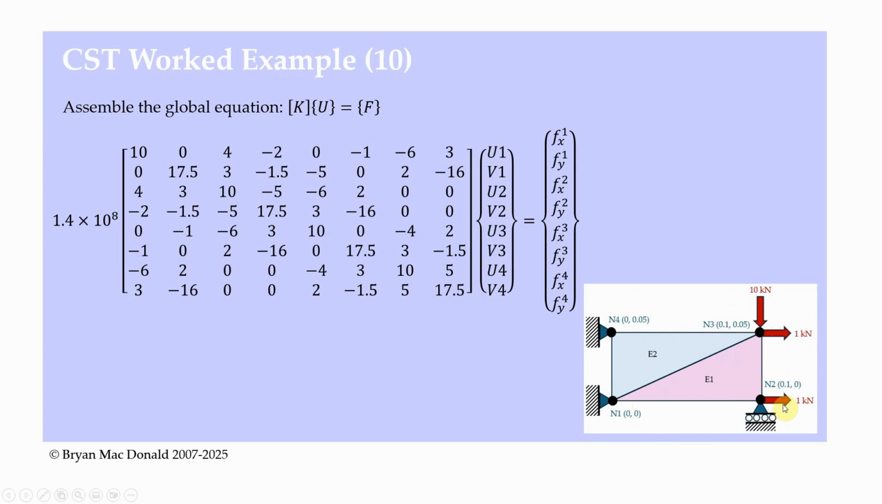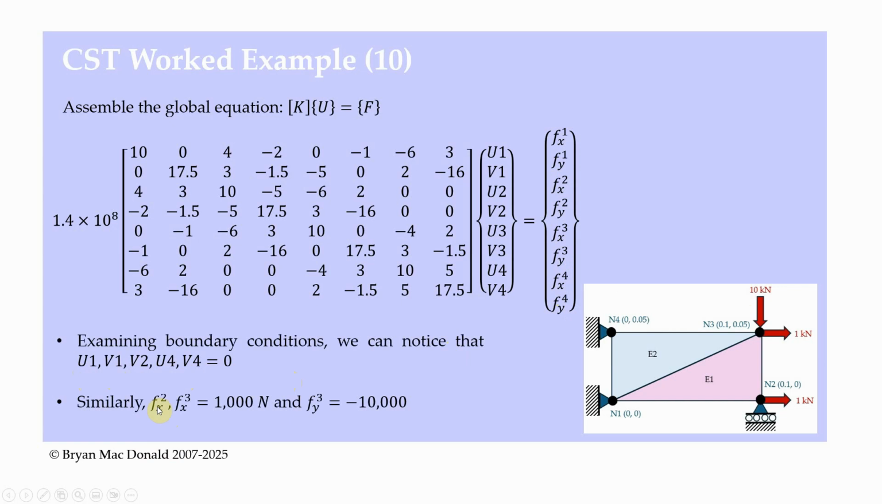And then these loads: I'll have an x direction load on node 2, so that's that one there. I'll have an x direction load on node 3, and I'll have a y direction load on node 3, and then all the other ones will be zeros. So eliminating boundary conditions, as I just went through, U1, V1, V2, U4, and V4 will all be 0. And similarly, Fx2 and Fx3 will be 1,000, and Fy3 will be minus 10,000. So that's going in the negative y direction, while the others are going in the positive x.